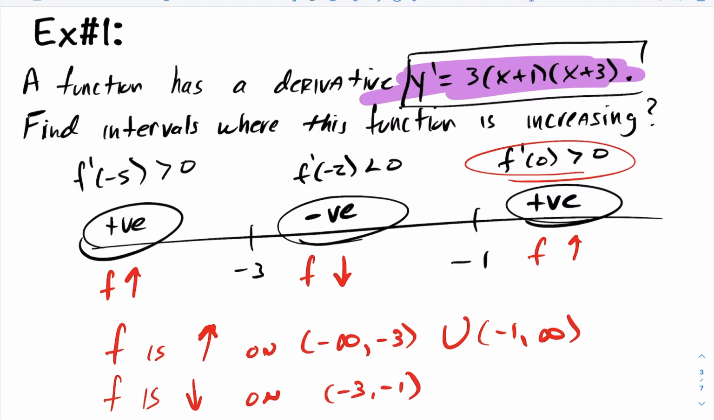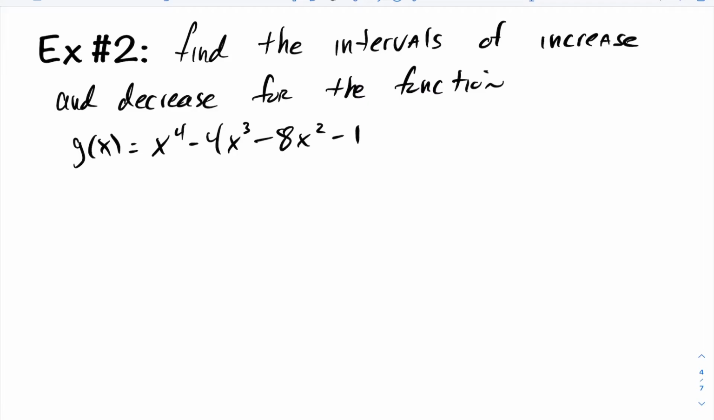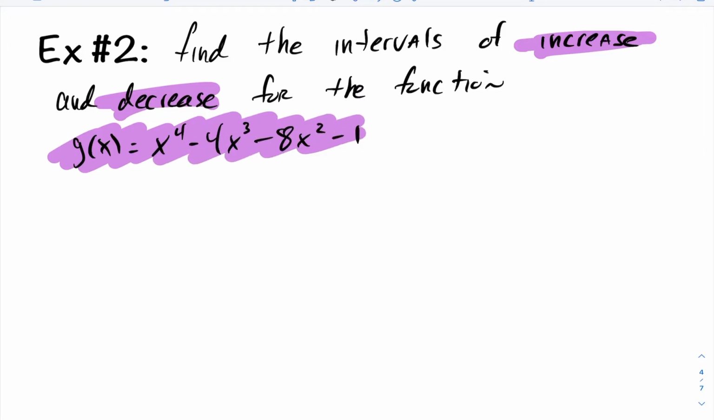All right, let's try another. For this question here, they want us to find the intervals of increase and decrease for the function, and they give us this function here. So let's take a peek at this one. We're going to go ahead and calculate our derivative. So g prime at x is going to be 4x cubed minus 12x squared minus 16x.